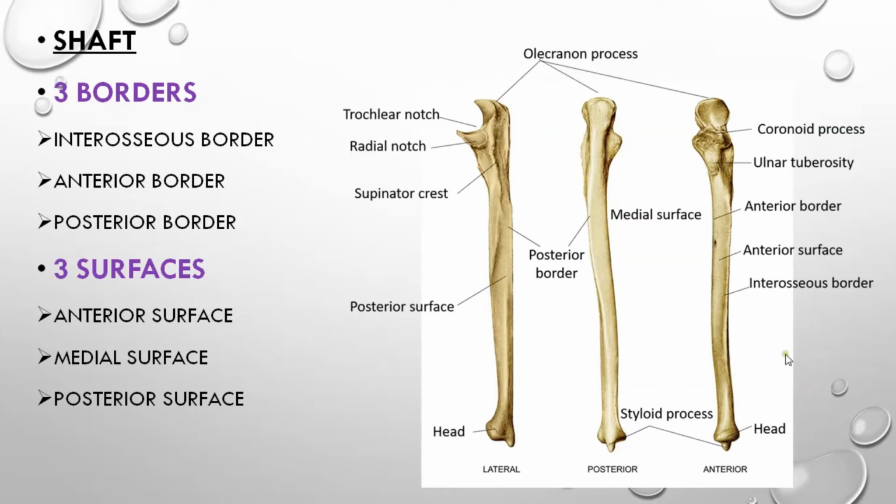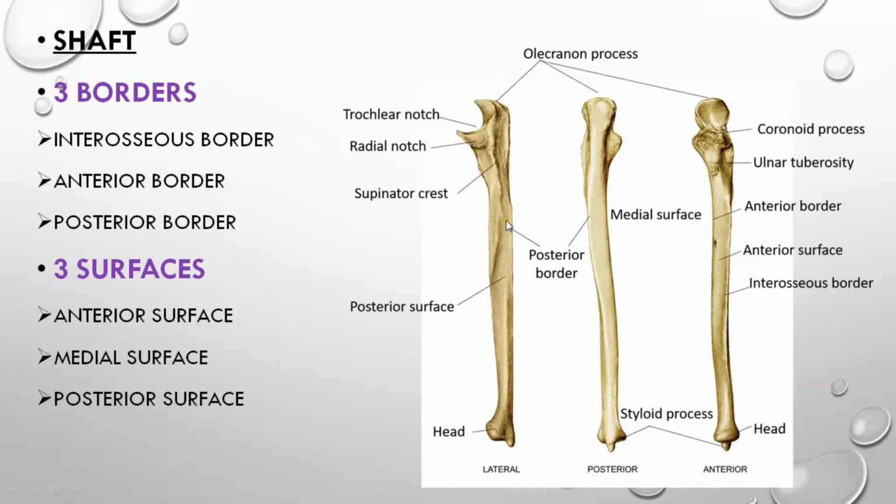Then there are three surfaces. The first is the anterior surface, which is smooth. On the upper and middle one-third of the anterior surface, there is the nutrient foramen. The second is the medial surface. The medial surface again is smooth and unremarkable.